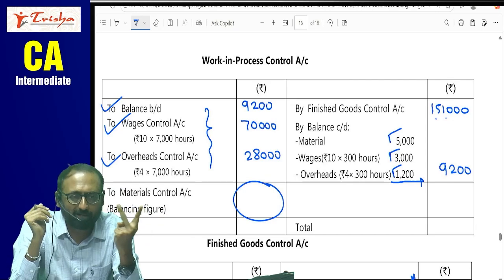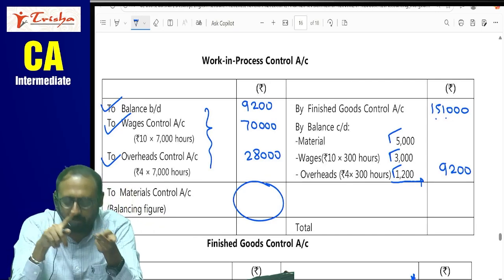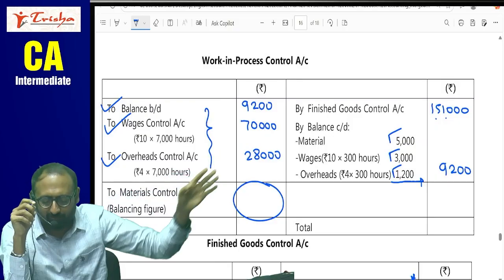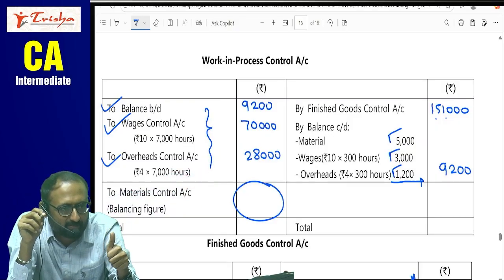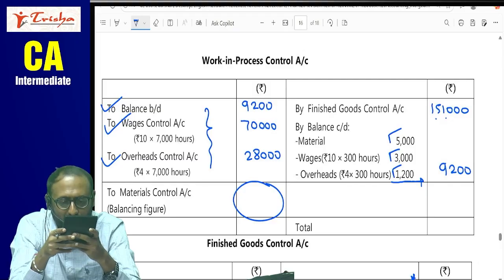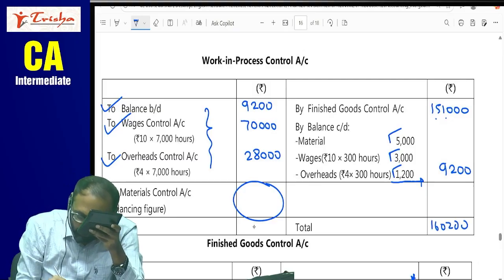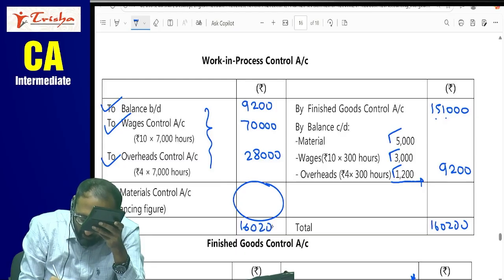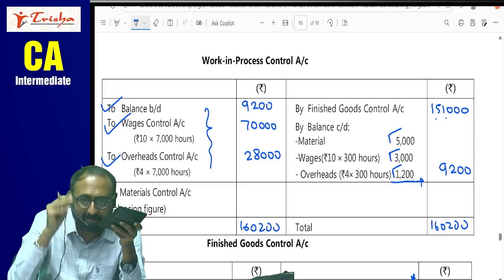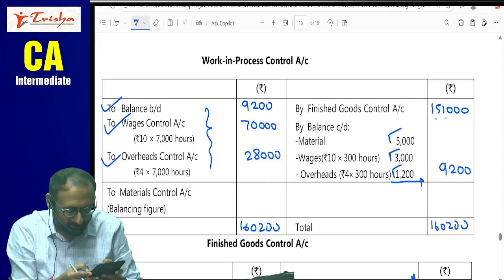On the credit side, only 2 items will be there. Which 2 items? One is closing balance and the other is WIP transferred to finished goods. Is your credit side complete? Yes, all 2 items are there. So 1,51,000 plus 9,200, your answer comes to 1,60,200. Now you can decide how much direct material transfer here: 1,60,200 minus 9,200 minus 70,000 minus 28,000.